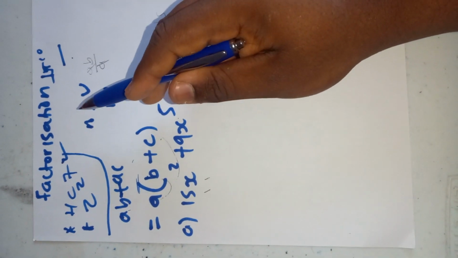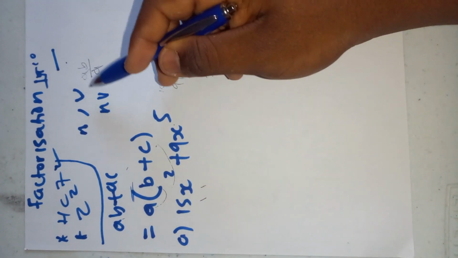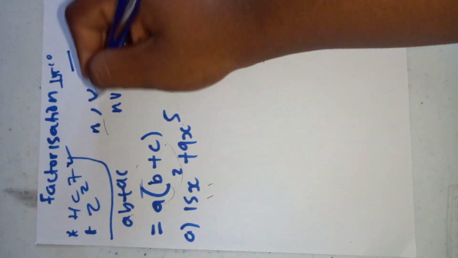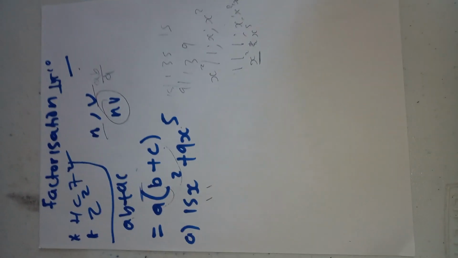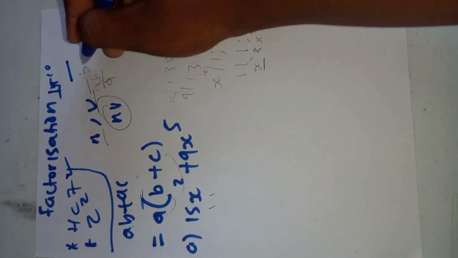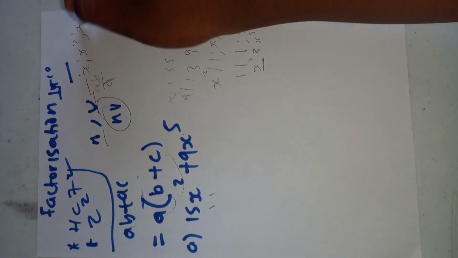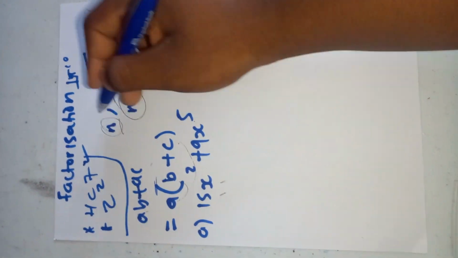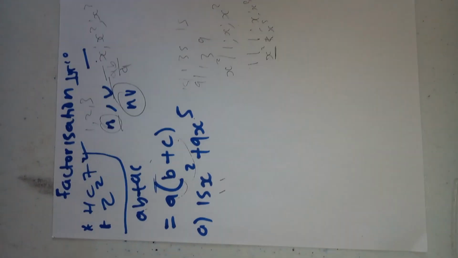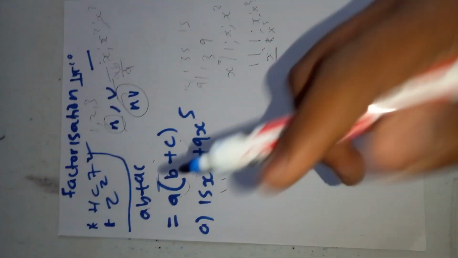Remember what I told you, the highest common factor of an expression can be a number or a variable, or both a number and a variable. If I'm saying a variable, I'm talking about x squared, x cubed, whatever. When I'm talking about the number, 1, 2, 3, and so on. So now we are going to go to the question.